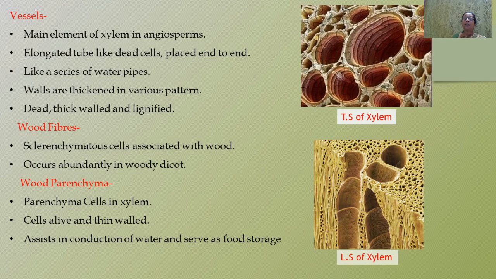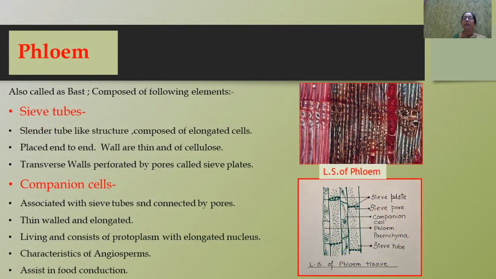Wood fibers are the sclerenchymatous cells which are associated with the xylem tissue. They occur abundantly in the xylem of dicotyledons. The next important element under the xylem is the xylem parenchyma. These are the living cells present in the xylem. They are thin walled and they always assist the xylem tissue to conduct water and minerals.